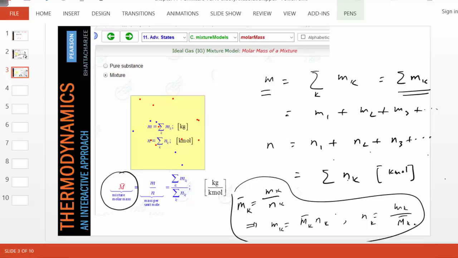So in other words, when I have a mixture, I can look at it as if it's a sum of different components. It has so many mk amount of partial mass of each component and nk amount of partial mole of each component, resulting in a mixture molar mass of this.